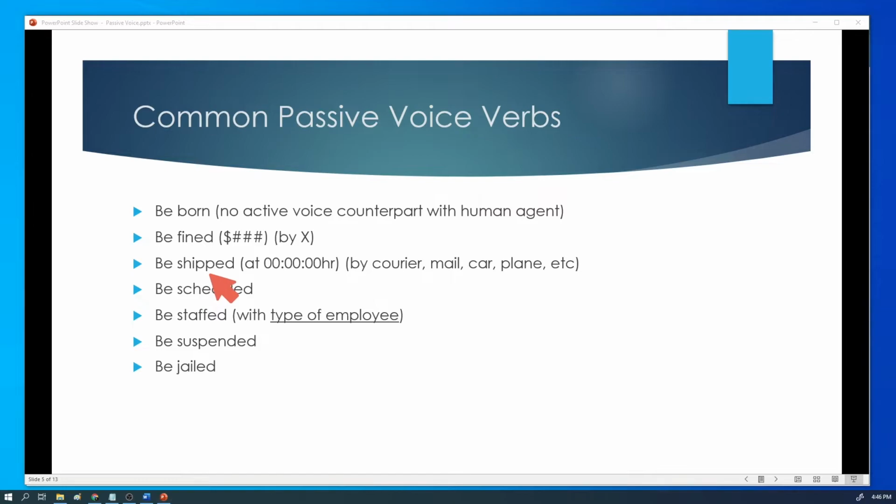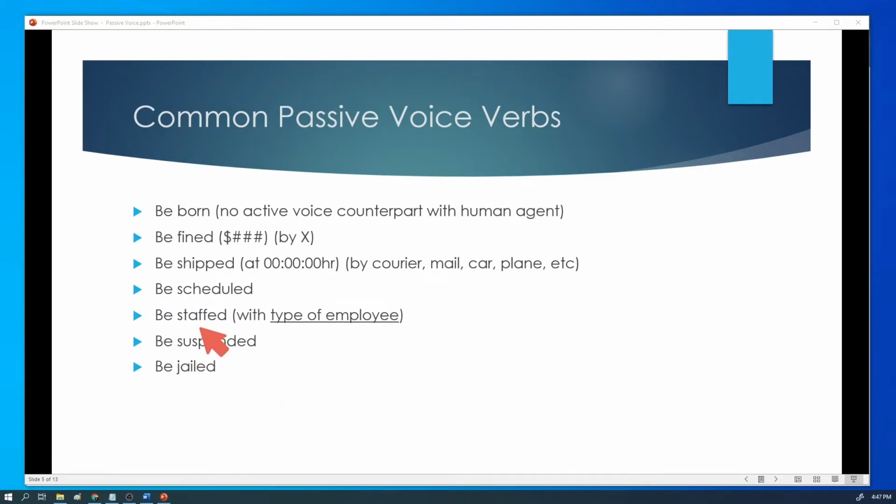With shipped, meaning sending a package or a box or something like that, you could say at the time or how was it shipped. So the box will be shipped at 4 o'clock tomorrow by courier. With scheduled, you don't have any other options. You can just say the class was scheduled. I guess you could say at 6 o'clock or something like that.